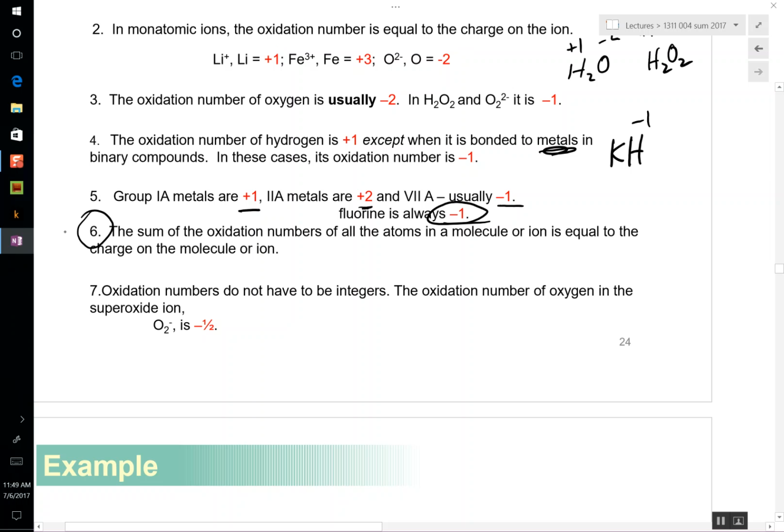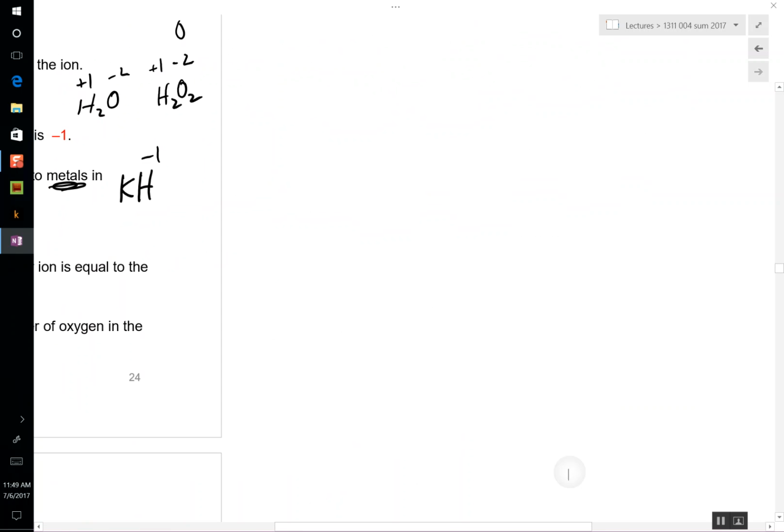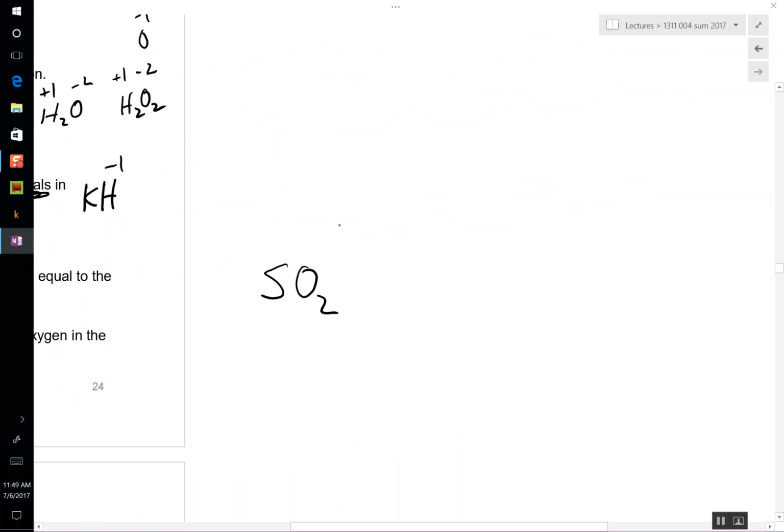So let's look at number 6 for a second. Let's take SO2. We haven't said a word about sulfur. So what you're going to do is go off of the oxygen. Oxygen has a -2 oxidation number. There are 2 of them, so 2 times -2, we've got a total of -4 being contributed by the oxygens.